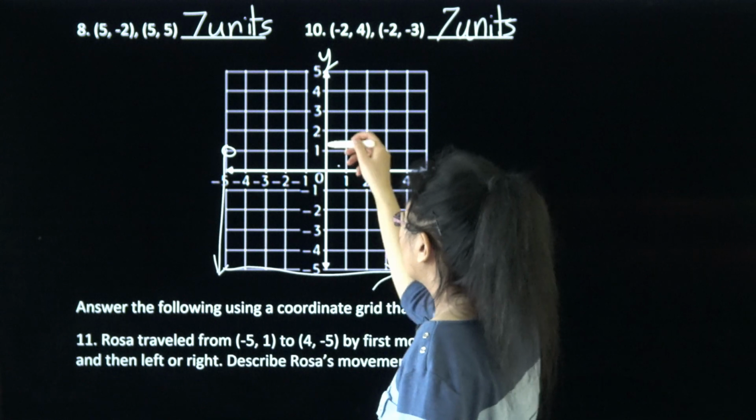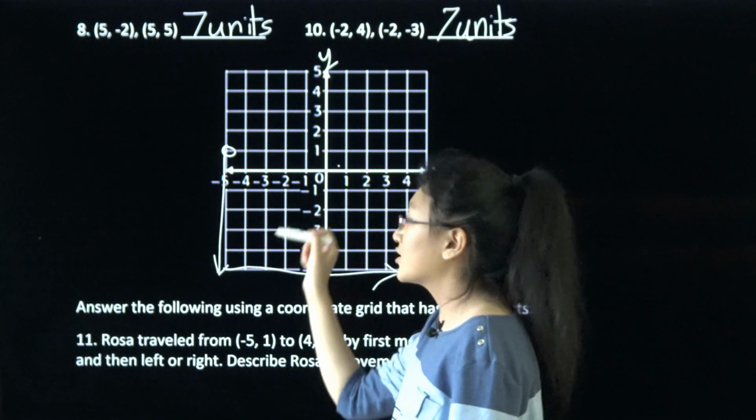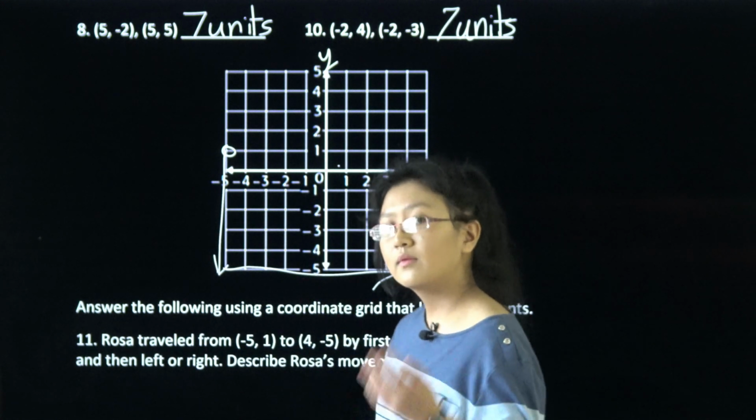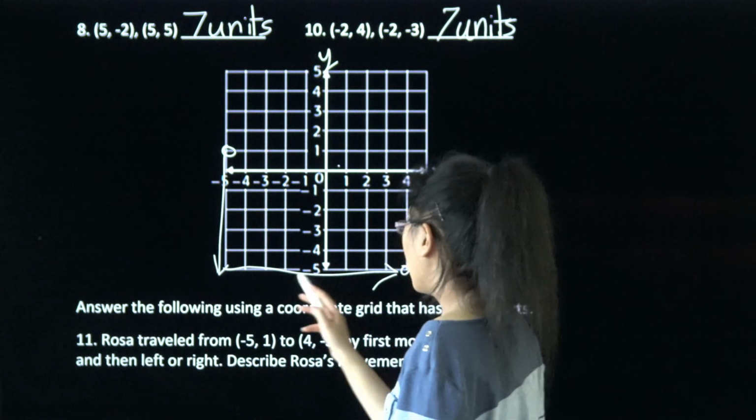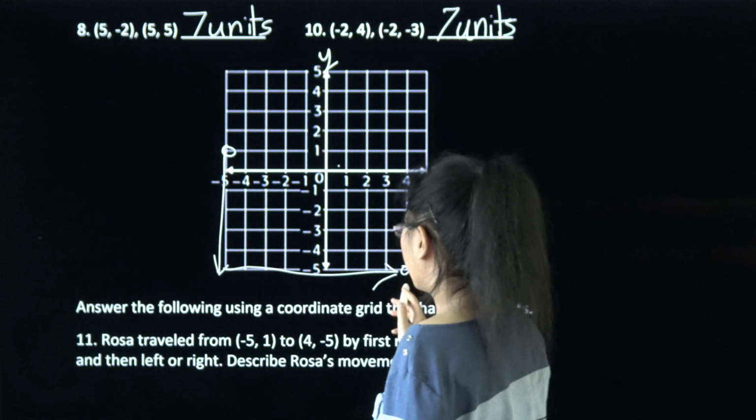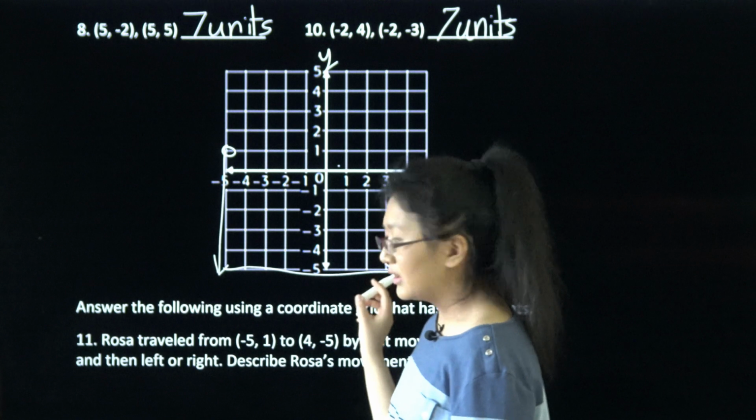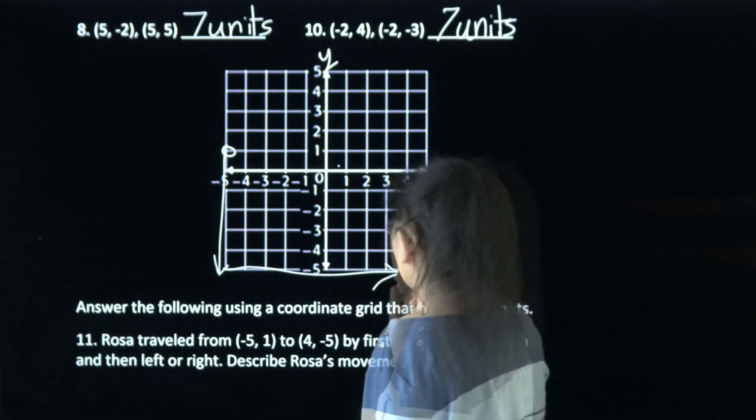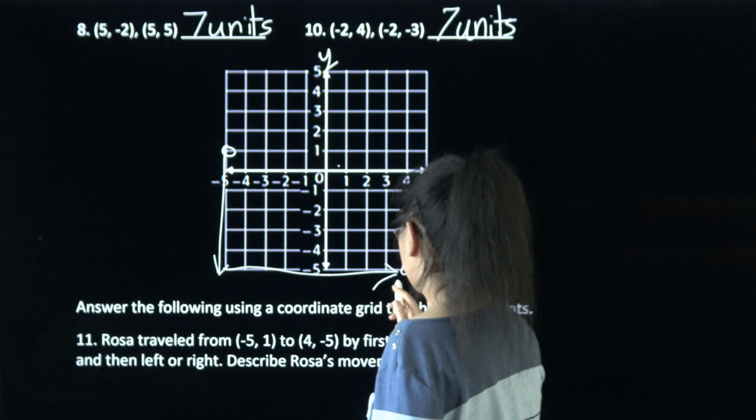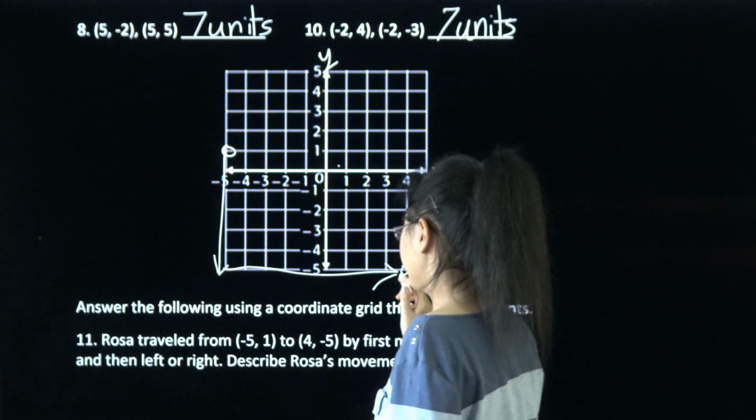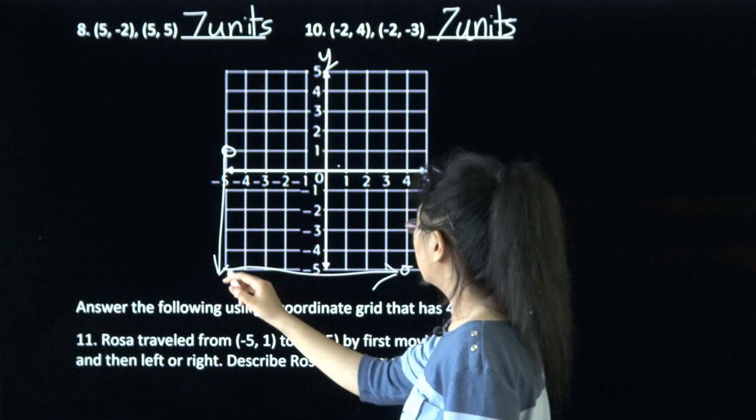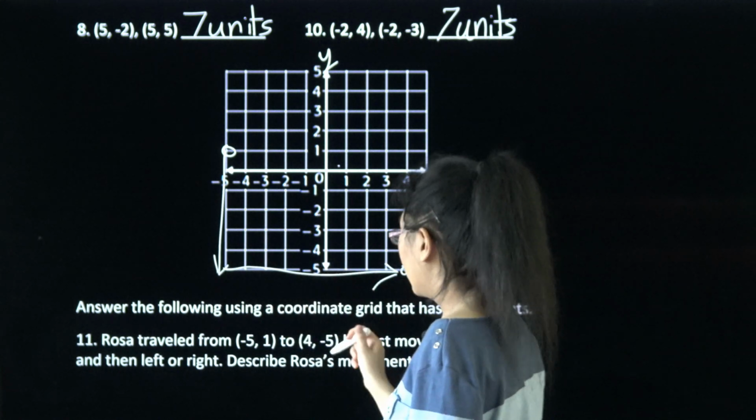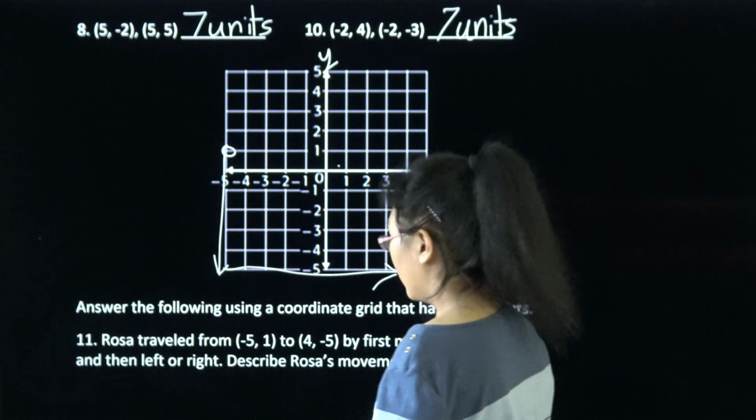Describe Rosa's movements. So she moves how many squares down? 6. And how many squares does she move right? These squares are all units, by the way. Well, 1, 2, 3, 4, 5. And 5 plus 4, 9.